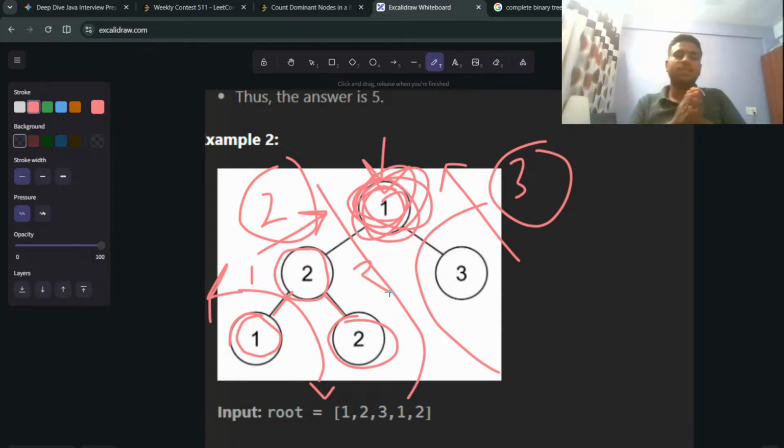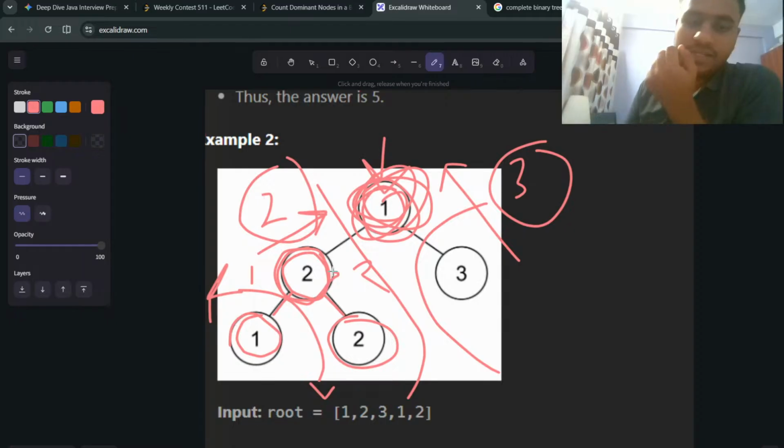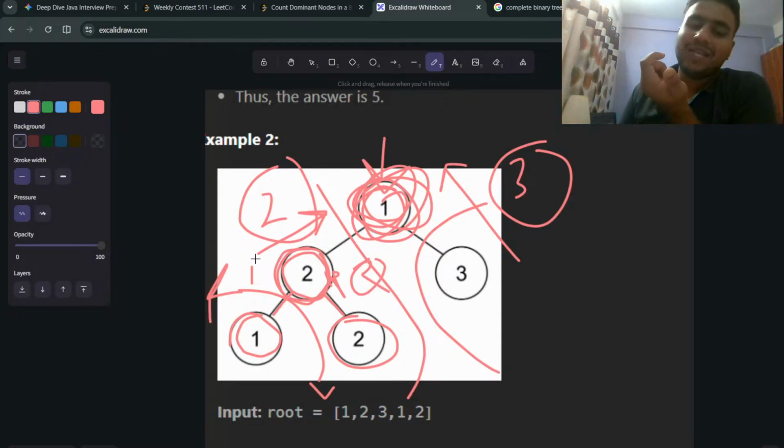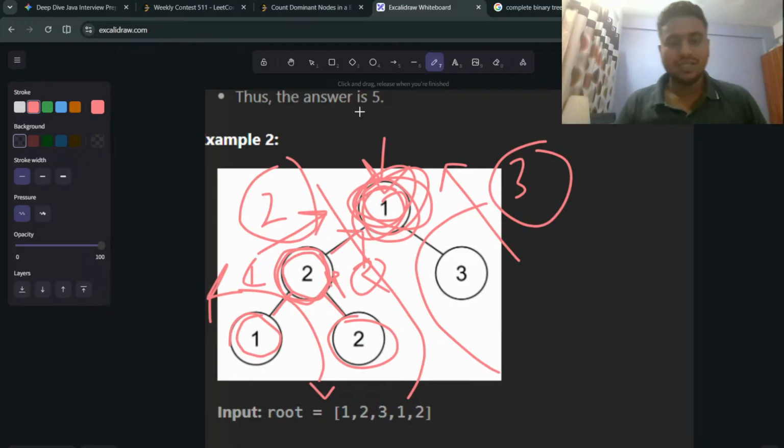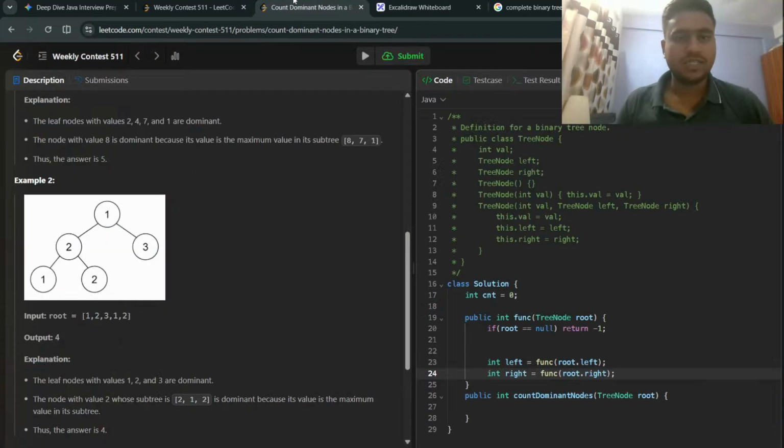and then I'll compare the left element and the right element with the node. Okay, and if the node is greater than this left and right, then I can say that this is a dominant node. And if it is not, then I'll not consider this node as dominant, but I'll return the maximum value from left and right, whatever it is. Here it is 2, so I'll return 2. Okay. So this is my approach. Let's code it. It's quite simple.